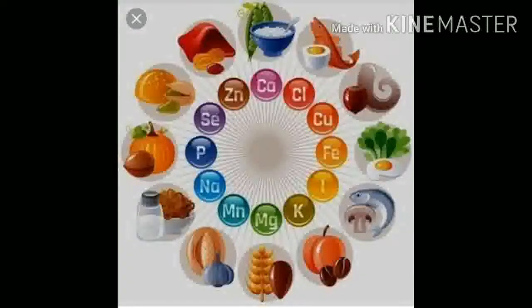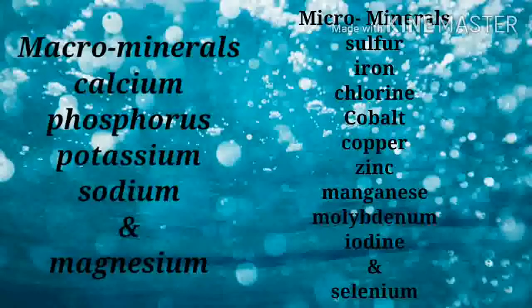These minerals are classified into macro minerals and micro minerals. The name itself tells us, macro minerals. Macro minerals means these minerals are required by the human in a large amount. So we have to take these minerals in a large quantity. For example, the macro minerals are calcium, phosphorus, potassium, sodium and magnesium. These are all called macro minerals. Why? Because these minerals are required in a large quantity.